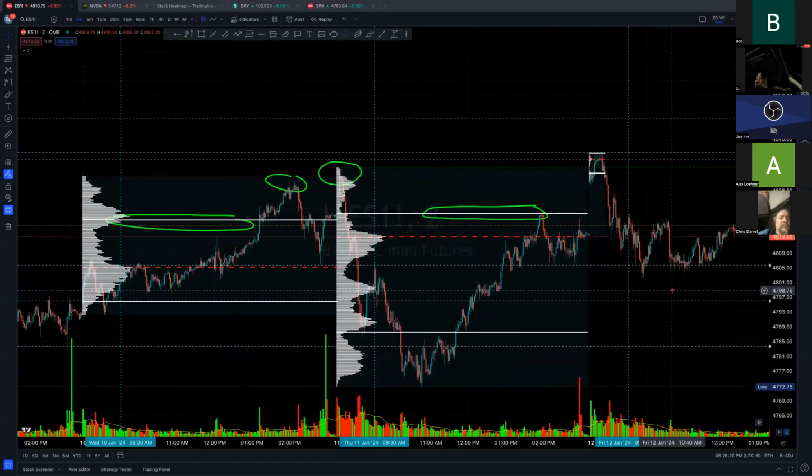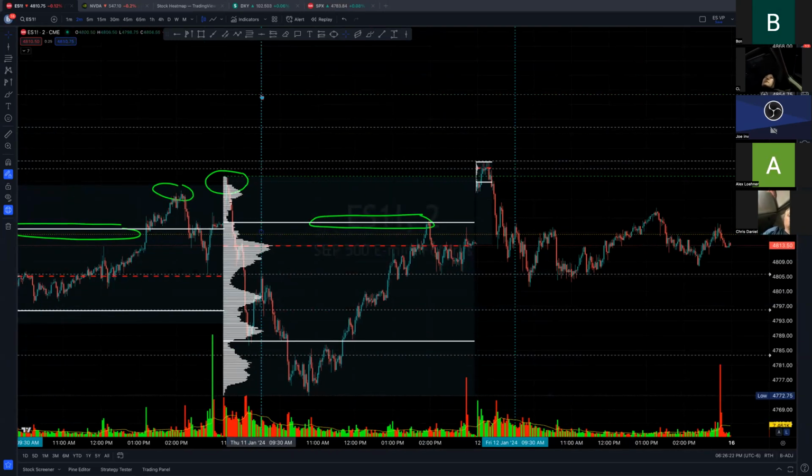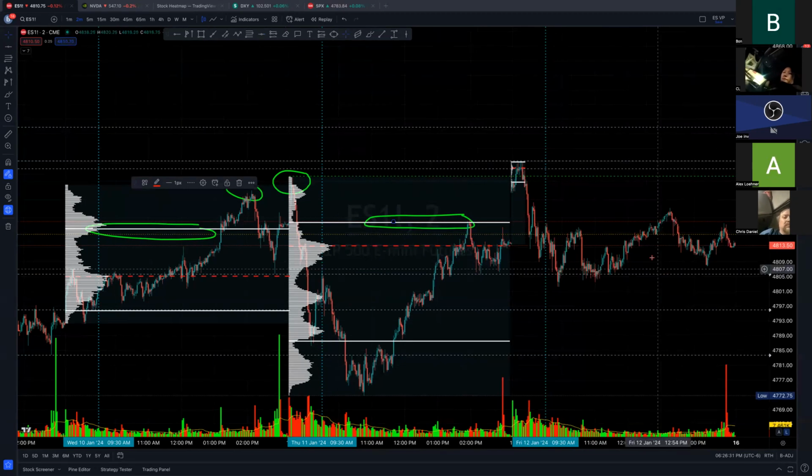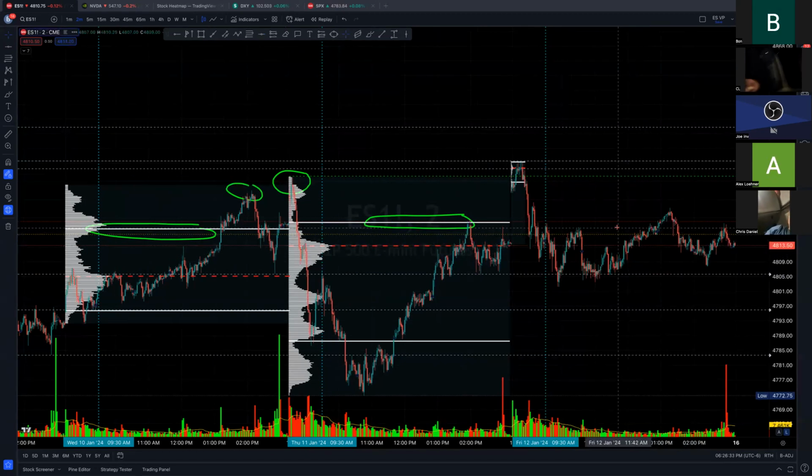Okay. And I also sent an alert on Friday about 4820 being potential intraday resistance for the session. Let me make this line a little bit better.